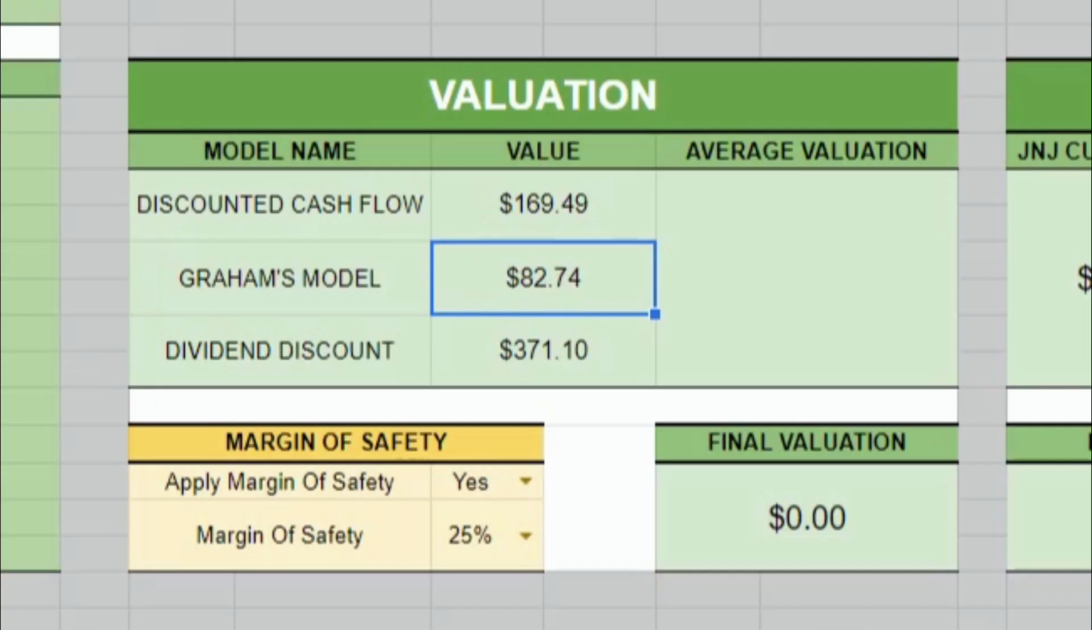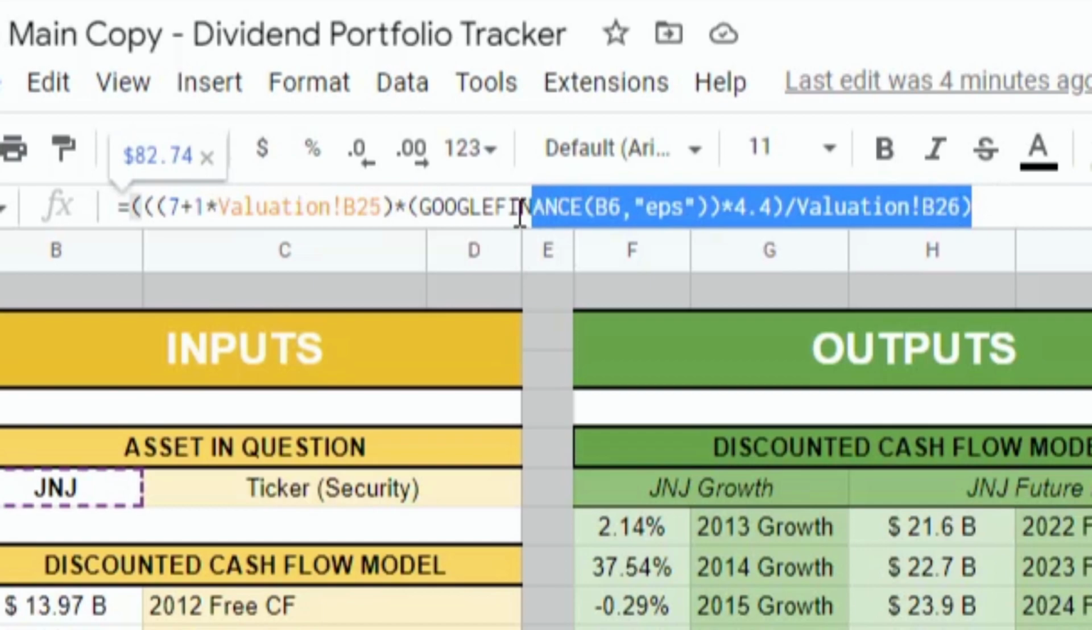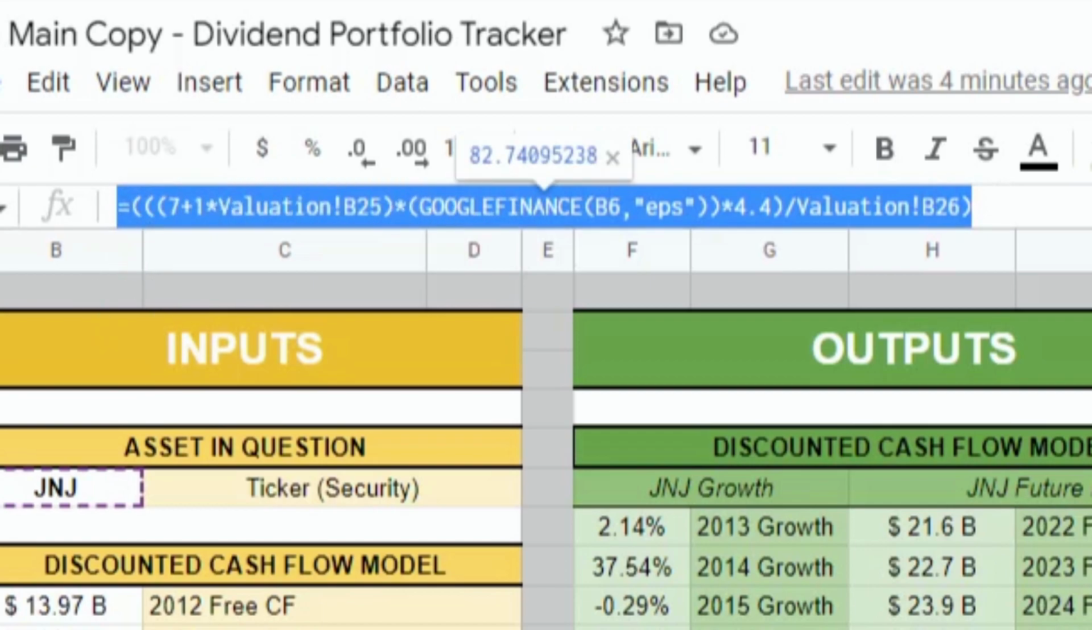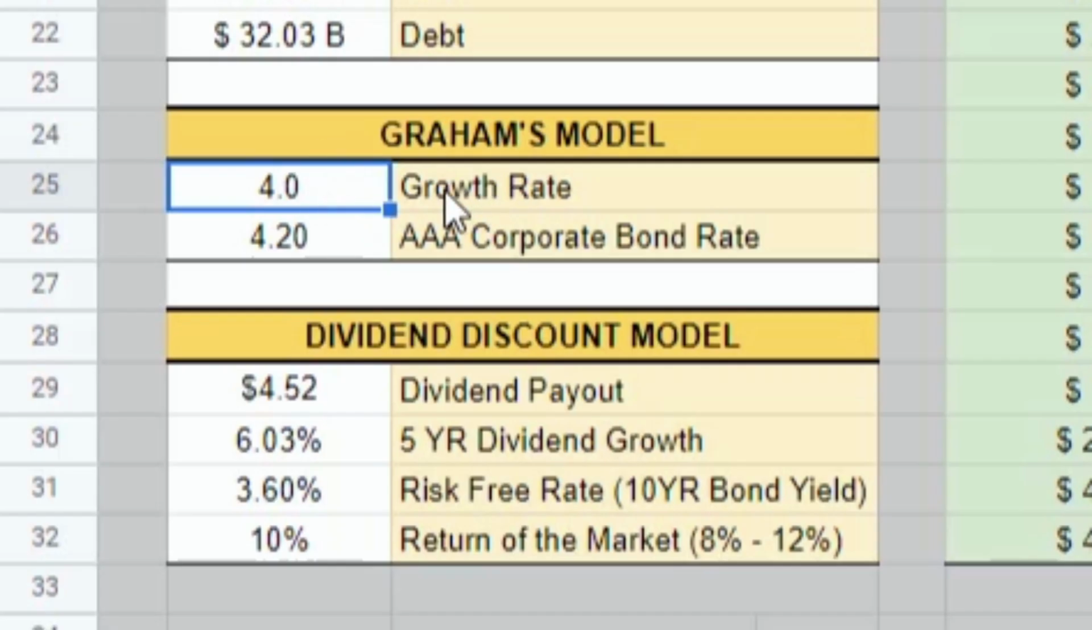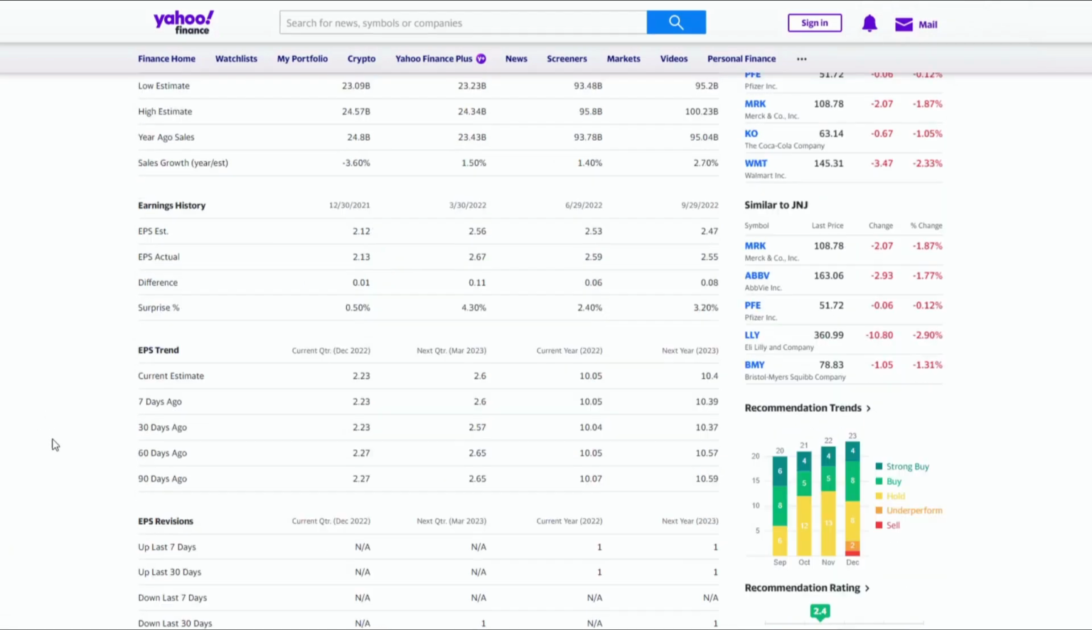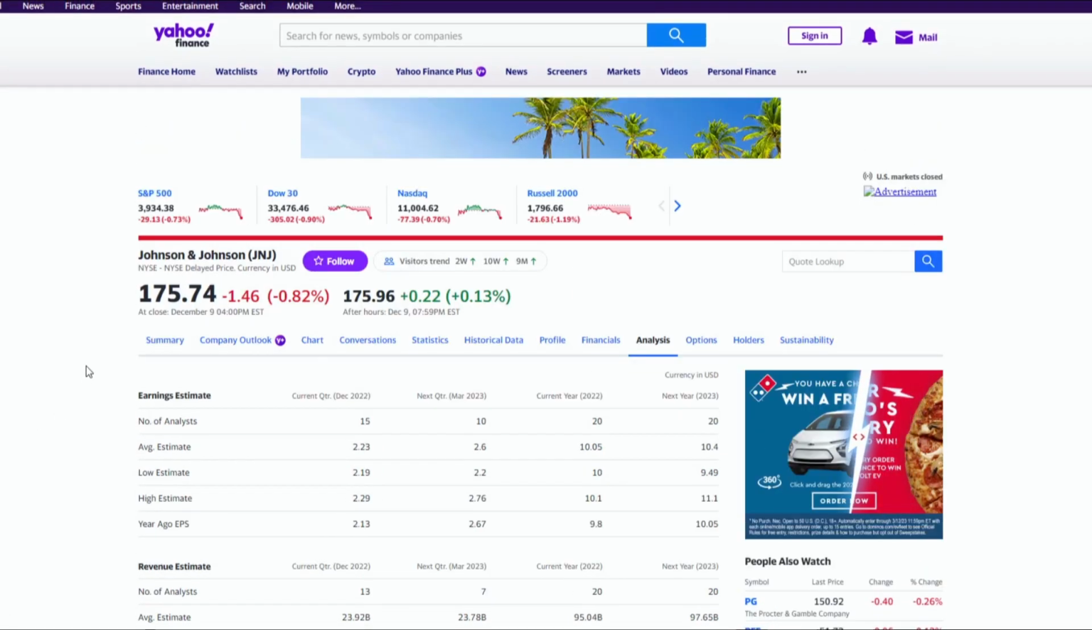For Graham's model, I know there's a little bit more that goes into it, but it is all calculated right here in the formula. All you have to find is an expected growth rate over the next 5 to 10 years and the AAA corporate bond rate. You can find the AAA corporate bond rate on Google, and currently it is around 4.2%. For the growth rate, we are expecting about 4% per year over the next 5 to 10 years. You can find a quick snapshot of what the analysts are saying over on Yahoo Finance.